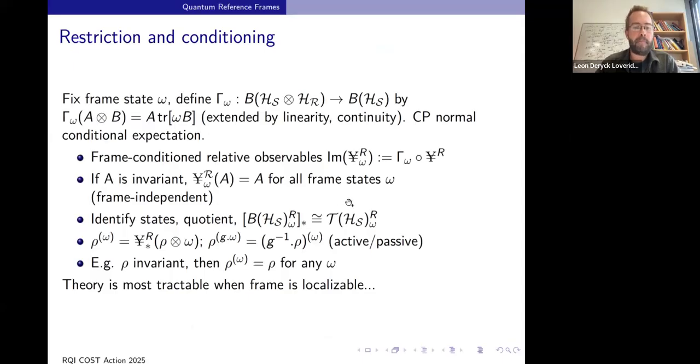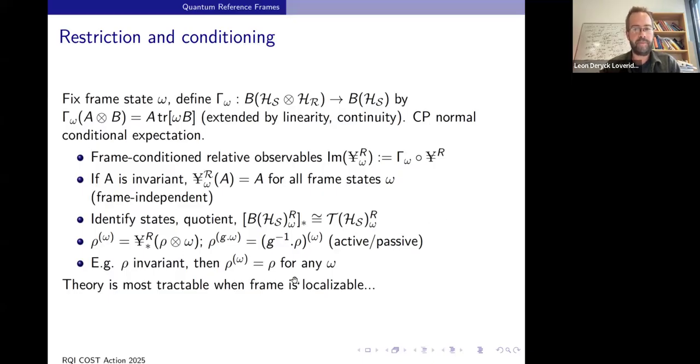So we can fix the frame state omega, and we can define a map that sort of forgets the frame. So if we've used the relativization map to introduce the frame, we can then restrict by forgetting the frame. It's called a conditional expectation. We just fix a state, and then it's essentially a partial trace, but it depends on the choice of state of the frame. So we can relativize and restrict. And then we get some nice things that one would expect if one forgets about the technical details and just asks some bigger picture questions.